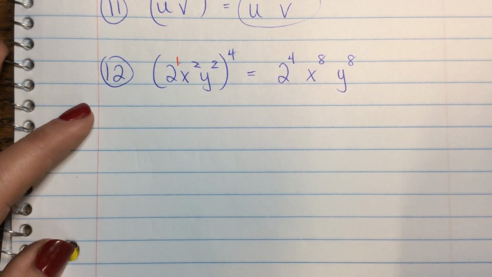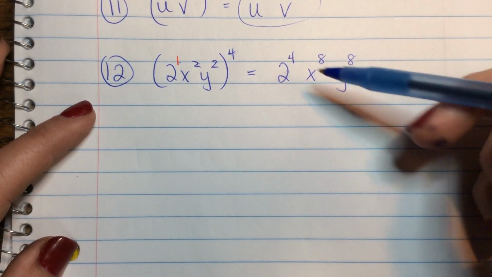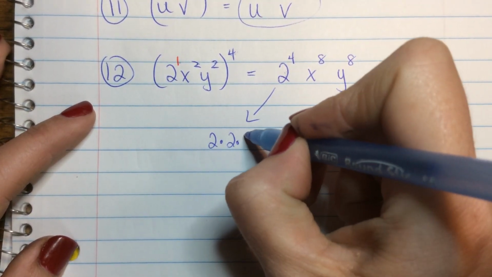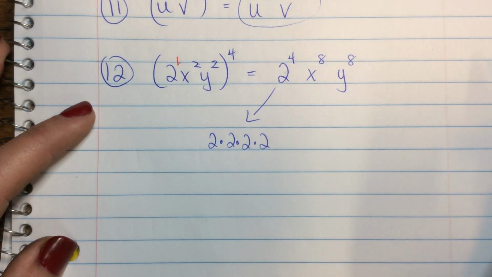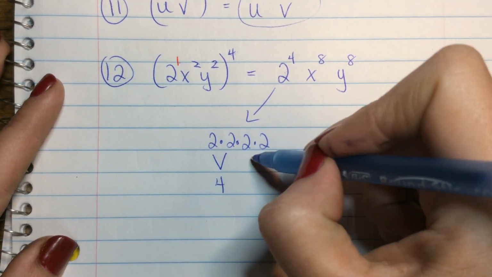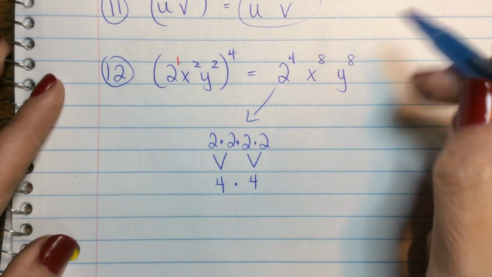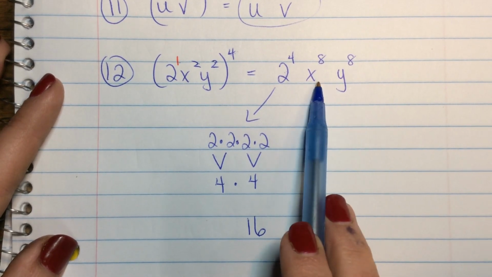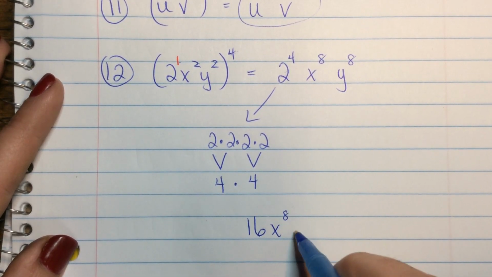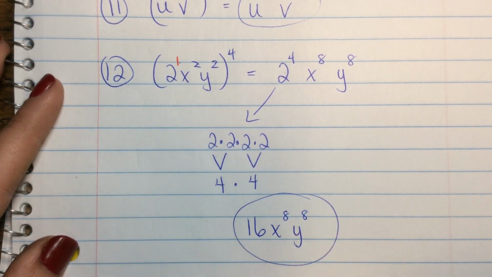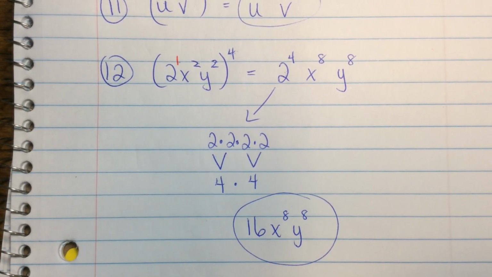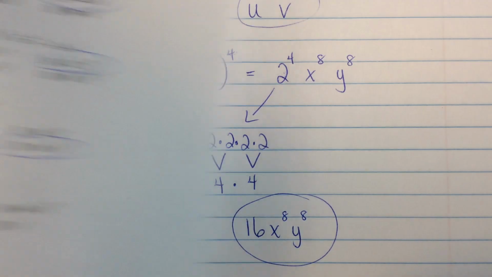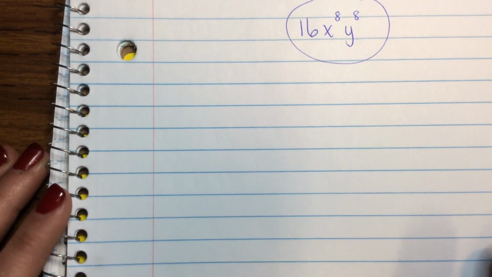The only thing left to do is to figure out what 2 to the 4th power is. Well, 2 to the 4th power is nothing more than 2 times 2 times 2 times 2. 2 times 2 is 4, and 2 times 2 is 4, and 4 times 4 is 16. Then I'm going to bring down my x and my y, x to the 8th, y to the 8th. Final answer. So let's find it on our page, and there it is. Okay.